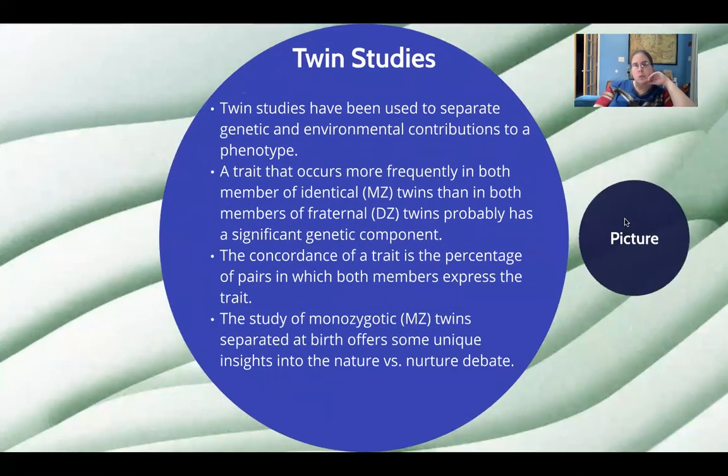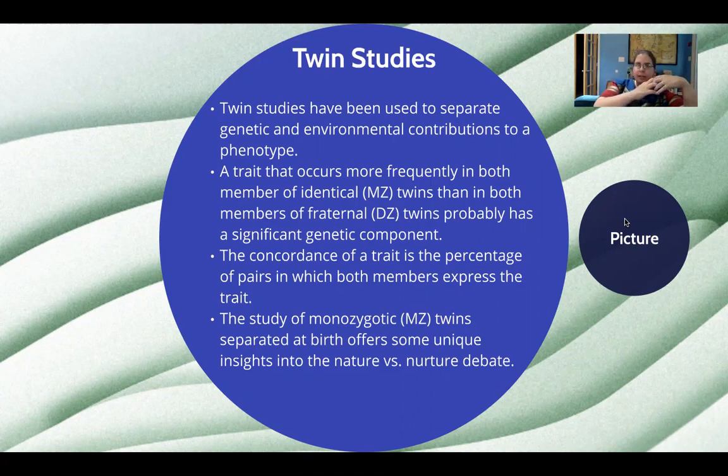Another type is called a twin study. So we can also use these to kind of separate genetic and environmental contributions as well. And that's by looking at the frequency of a trait or the likelihood of recurrence in different types of twins, meaning in monozygotic or identical twins versus fraternal twins or dizygotic. So what is the likelihood that both twins will have a certain trait?